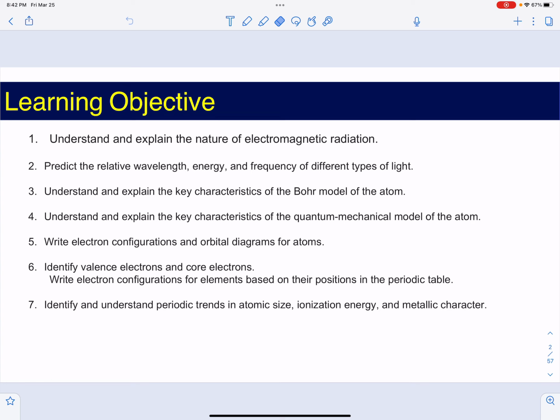which we're going to follow with identifying the valence electrons and the core electrons. So that way, we can write electron configuration for elements based on their positions on the periodic table. And we're going to do all this so that we can understand the trend that the elements follow in terms of size, ionization energy, and metallic character. And with that information, we can start understanding a lot of what happens around us every day.